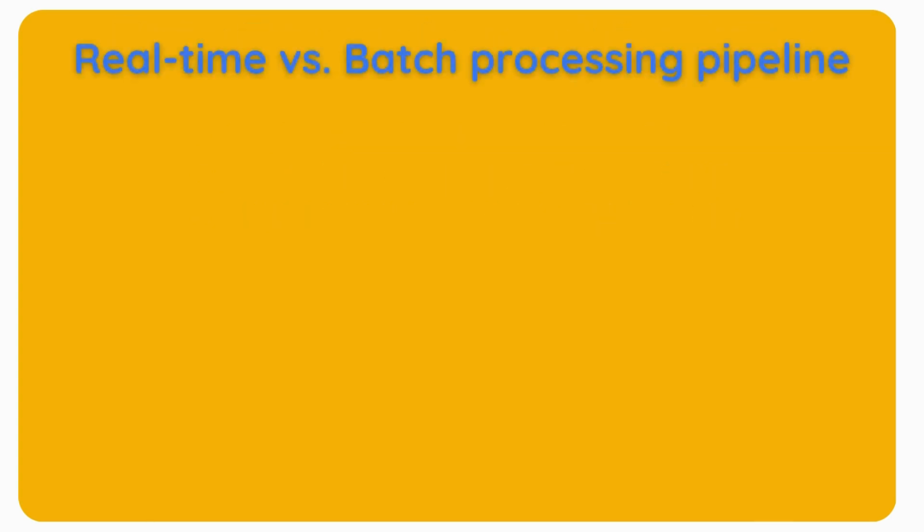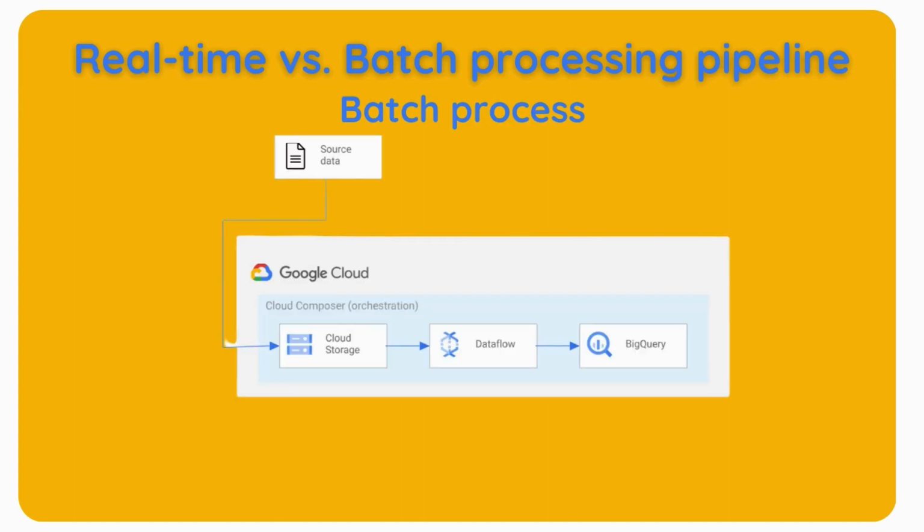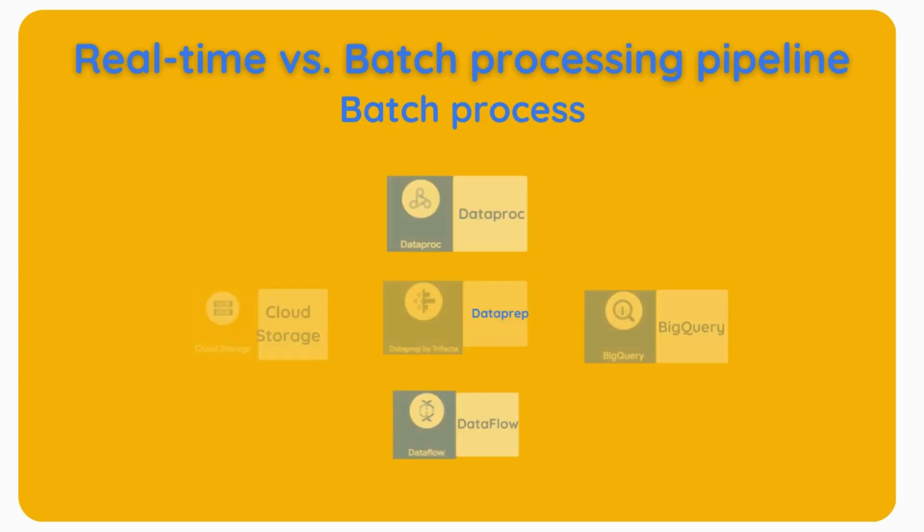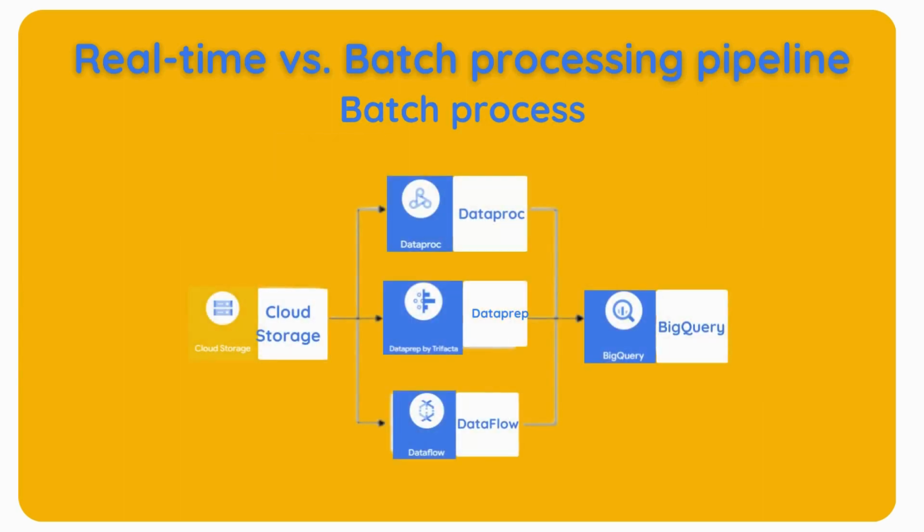I feel like it is important to talk about real-time versus batch processing pipelines. Google has some suggestions when it comes to processing batch data. Extract the data. Use tools like Cloud Storage Transfer Service or Data Transfer Service to extract data from on-premises or other cloud sources to cloud storage. Google Cloud Storage for landing source data.